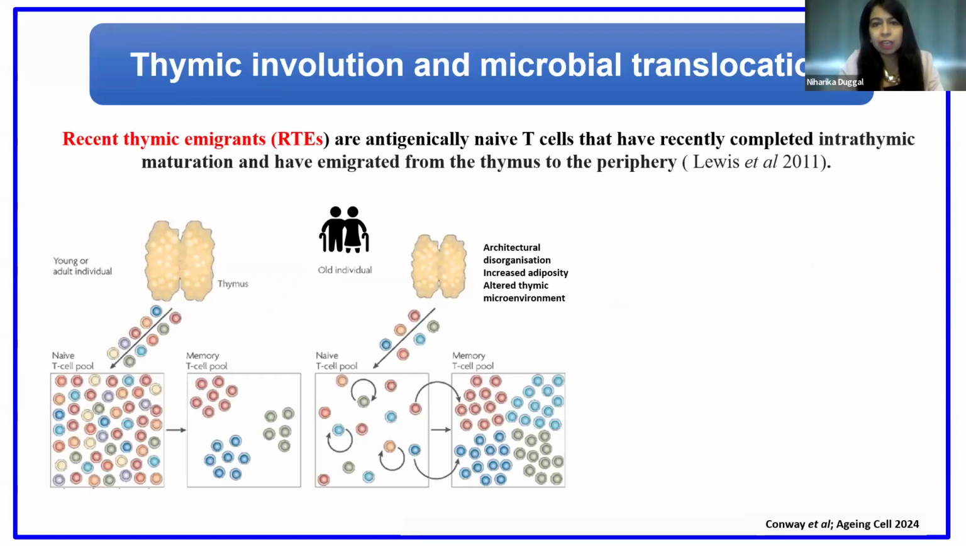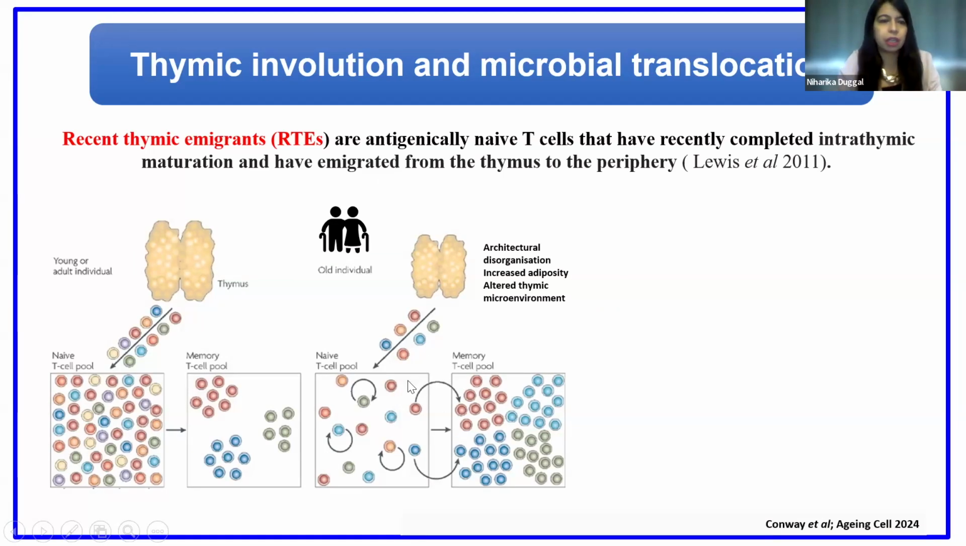What happens with age is, I told you, your T cells go into this organ called your thymus to develop. With age, we start seeing a shrinkage in this organ. We start seeing architectural changes inside that. And as a result, the number of T cells that are leaving your aged thymus starts declining.